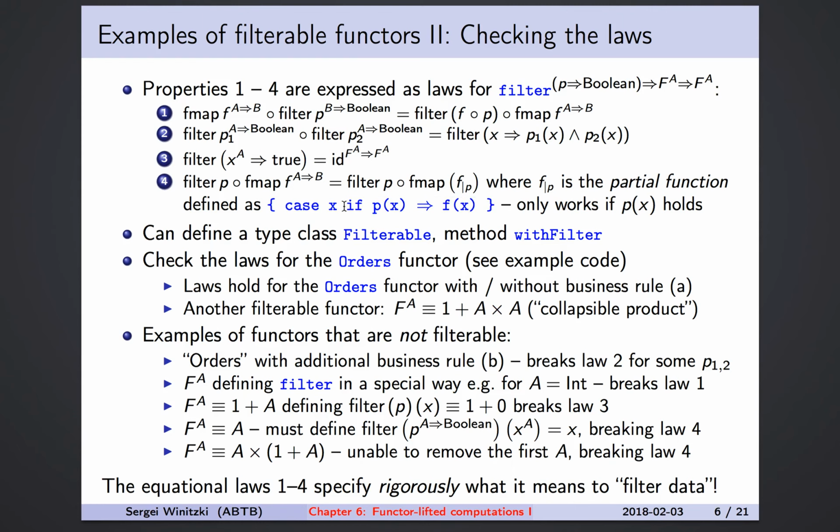It's a case expression with a condition, and if the condition is true, we just return f of x. So we don't change the function f. But now, if the condition is not true, this partial function fails. It will be a runtime exception if we apply this partial function to a value x for which p of x does not hold.